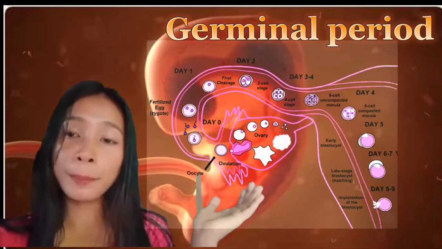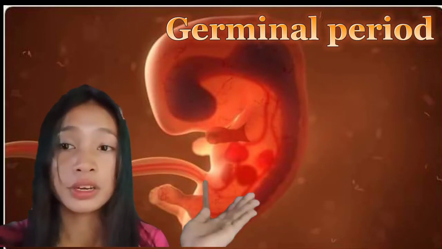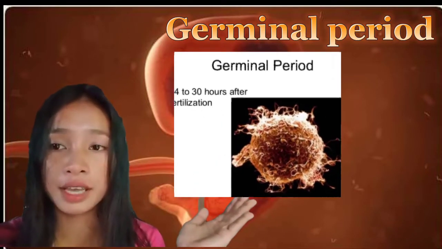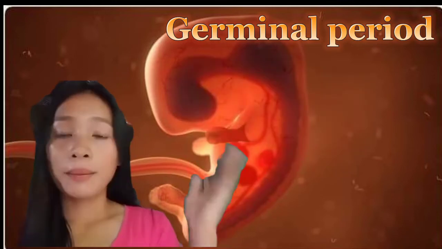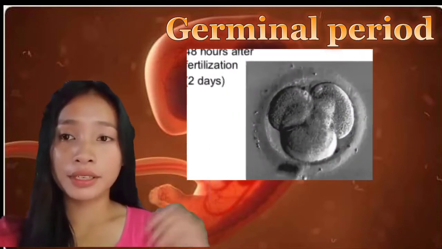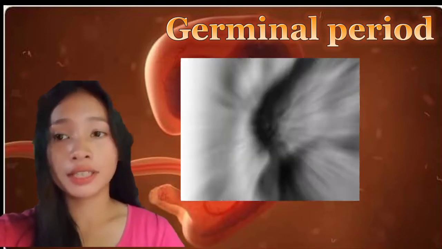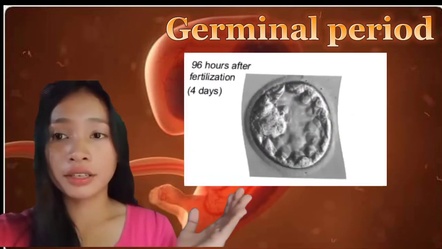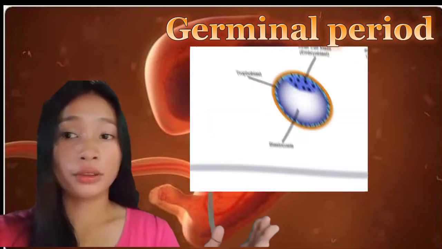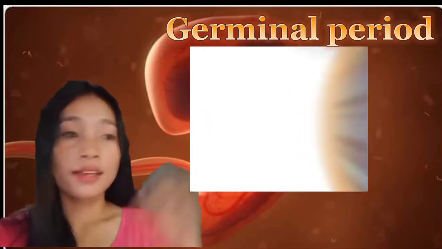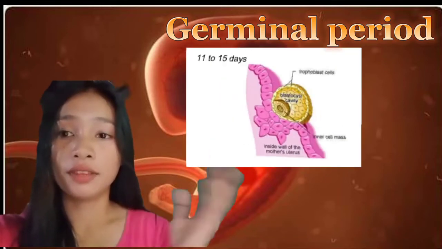This is the picture of the fertilized egg or zygote in day 1 to day 9. It is 24 to 30 hours after fertilization, 36 hours after fertilization, 48 hours or 2 days after fertilization, 72 hours or 3 days after fertilization, 96 hours or 4 days after fertilization, and the 4 to 5 days is the blastocyst, 6 to 7 days, and last is 11 to 15 days.